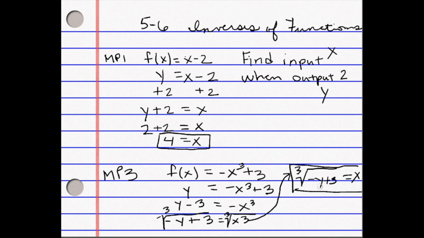We're going to find the input when the output is 2. So remember, you put the 2 here. So it's going to be the cube root of negative 2 plus 3 equals x. That means it's the cube root of 1, which is going to equal 1. So it's a two-step process. First, you have to solve for x. Then you have to plug it in and find the input.